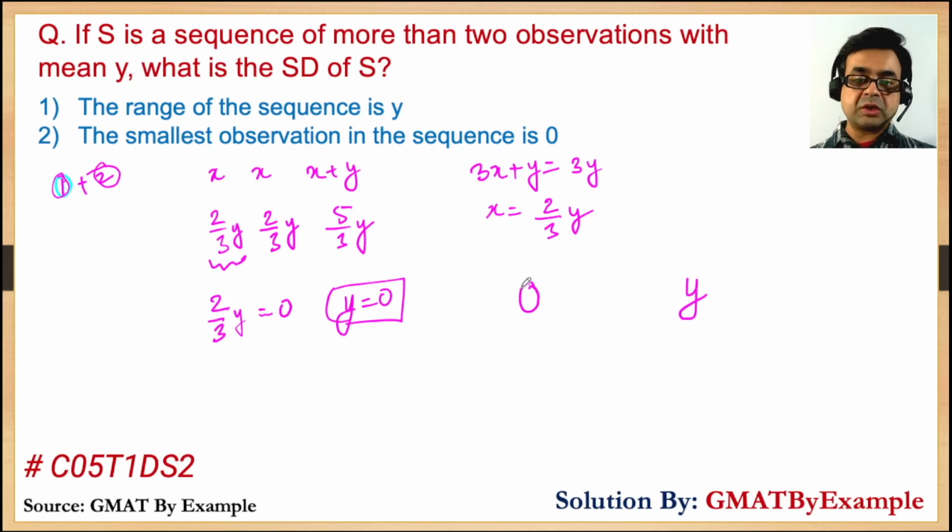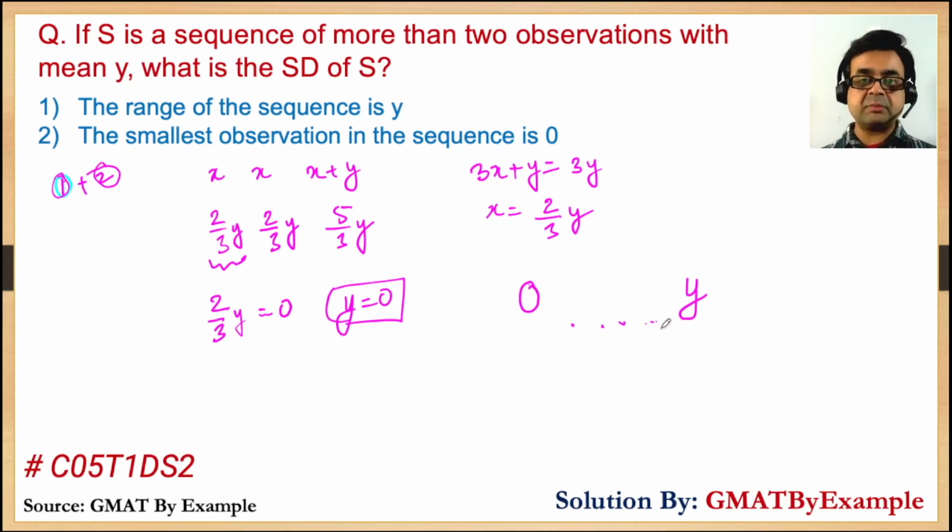So you're given that the first number is 0. You're given that the largest number is going to be y because the range is y. And you're also given that the mean is y. However, we just talked about a few seconds ago that the mean lies somewhere between the two numbers, right? So ideally, the mean will be somewhere here, right? And since 0 is not adding anything to the sum of the numbers, the mean will be closer to y, but not y, right?